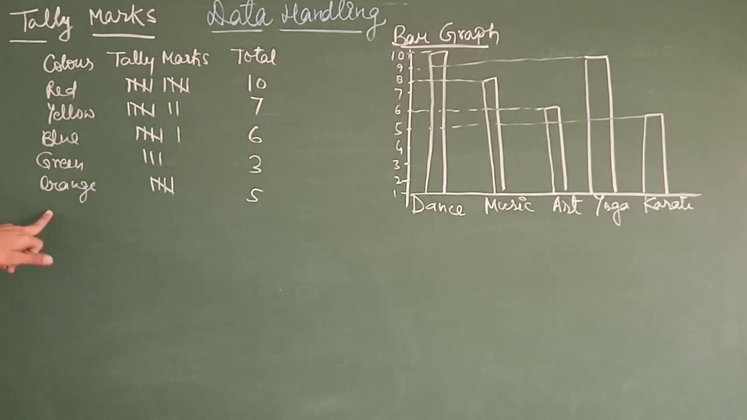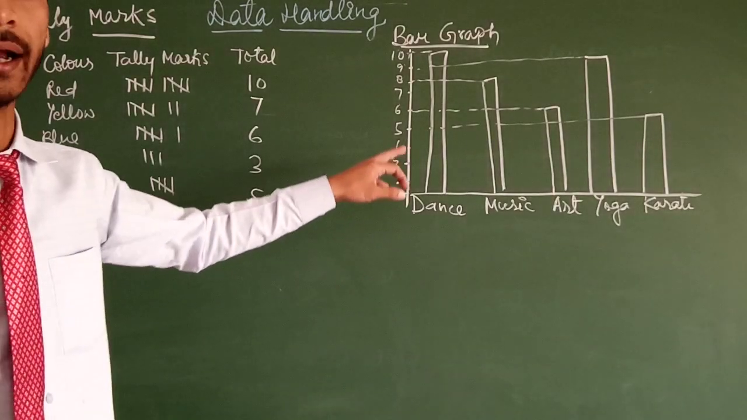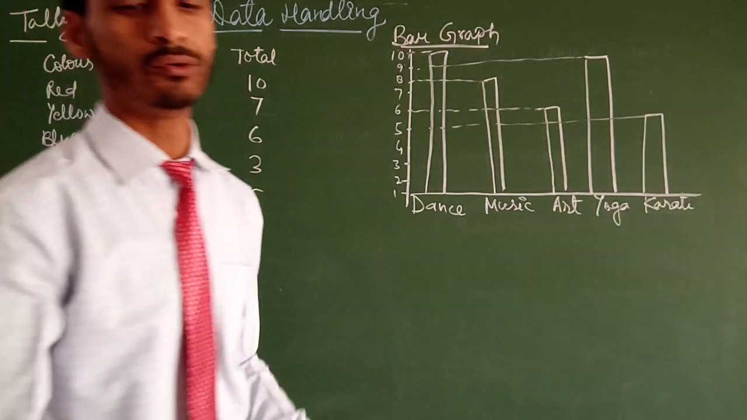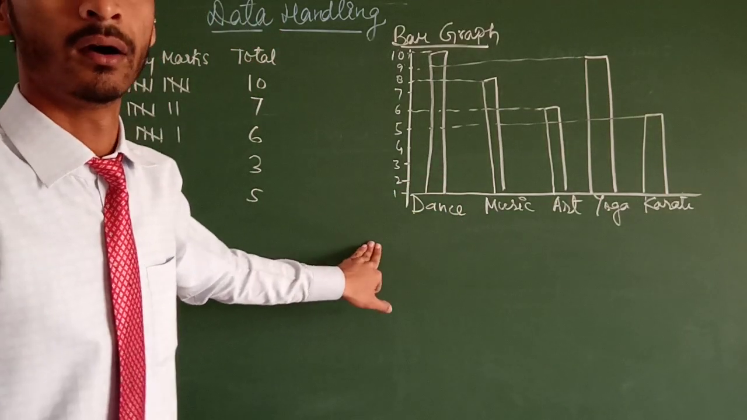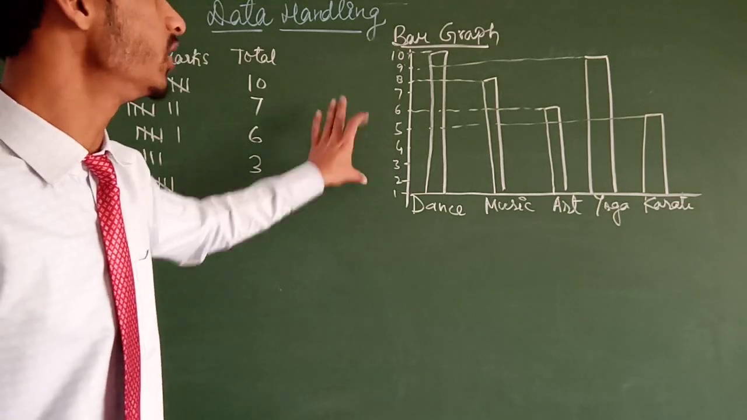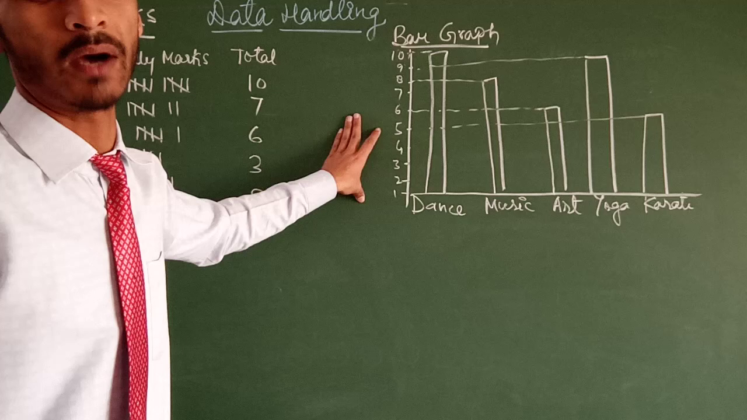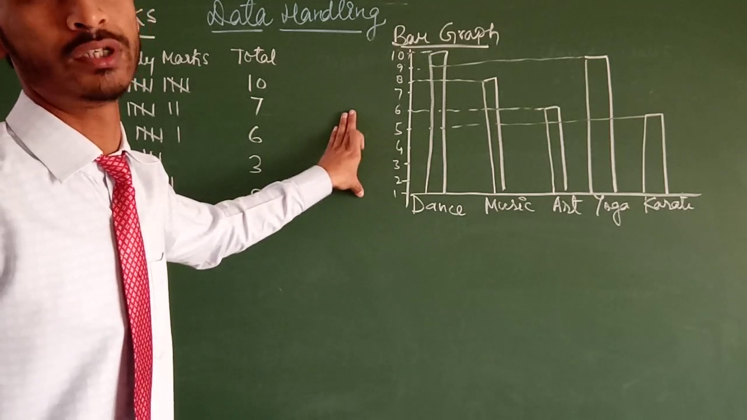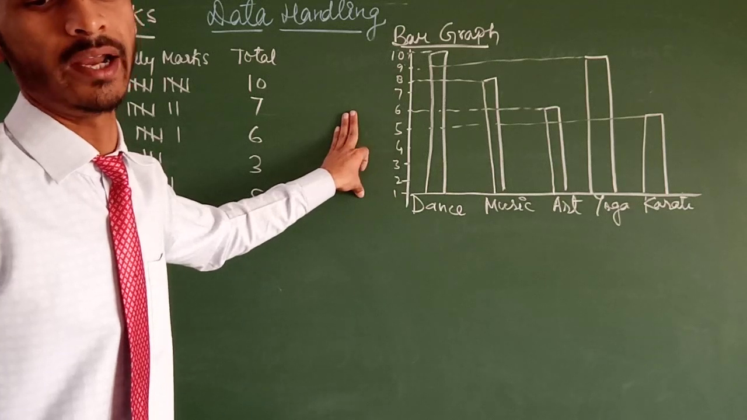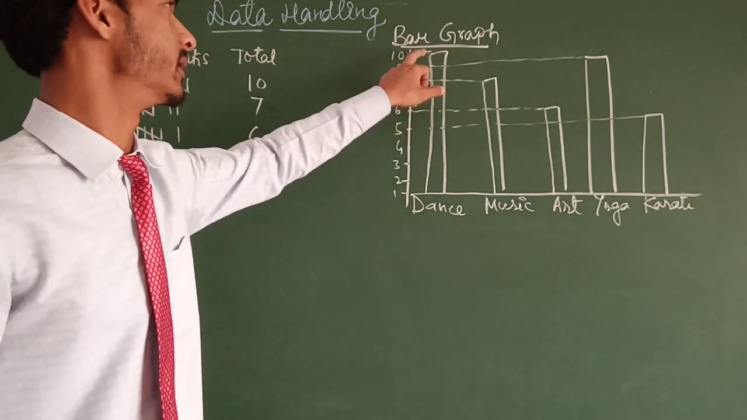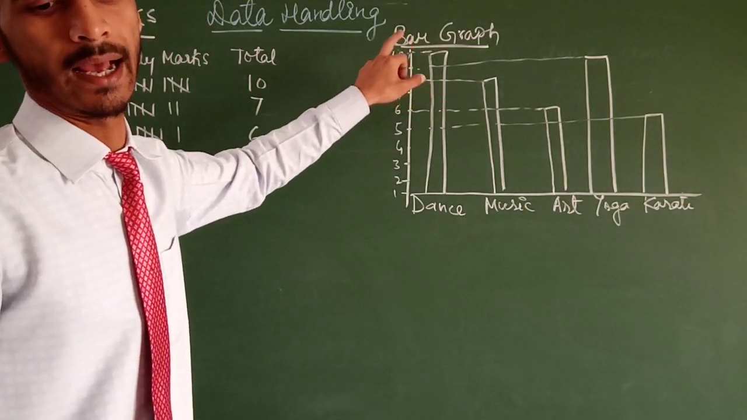That is orange. And this is a bar graph, and an example is given here. A bar graph uses rectangular bars to represent data. Each bar in this bar graph shows the number of students who have chosen an activity. Fill in the blank: most students have chosen dance, and the number of students is 10.